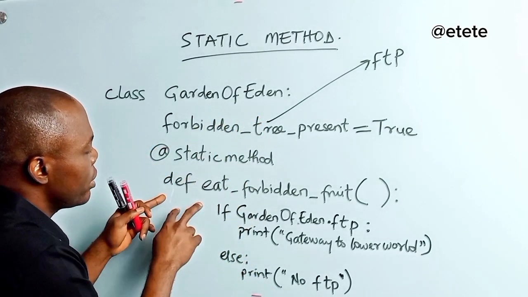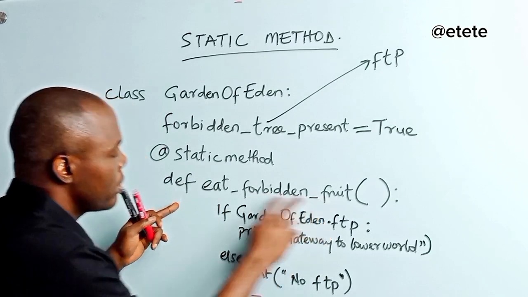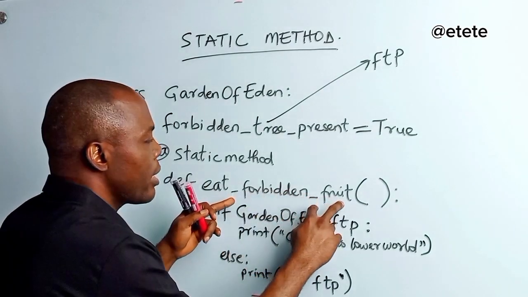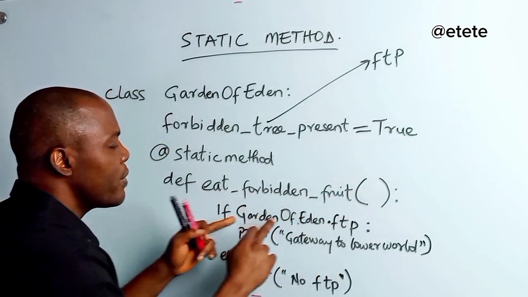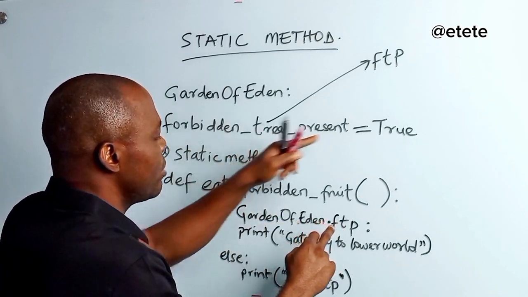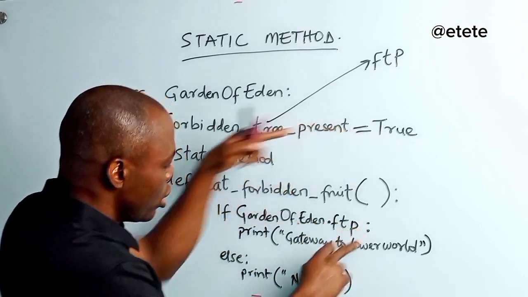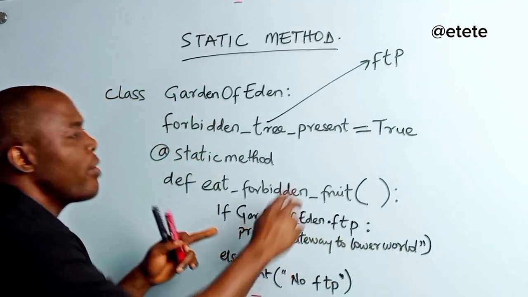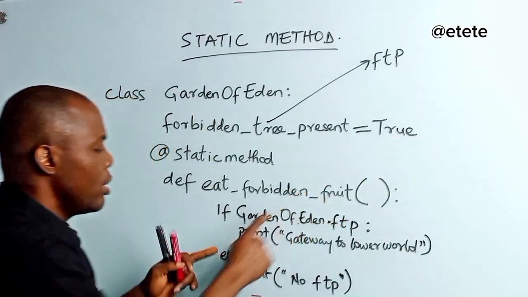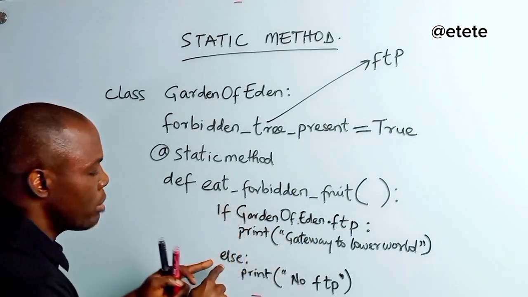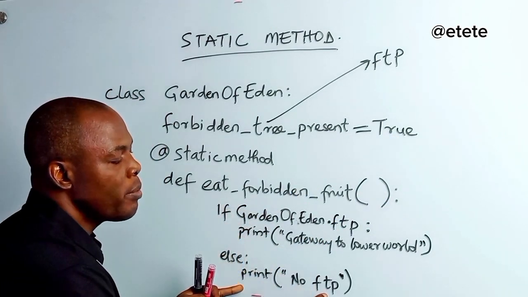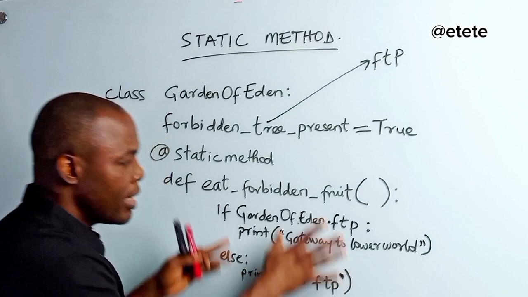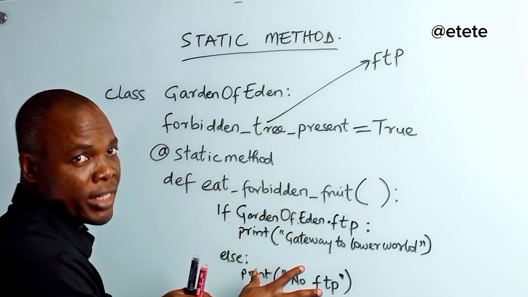In that static method, it is what? Eat forbidden fruit. Now, when you go in, eat forbidden fruit. If Garden of Eden, forbidden tree present, if it is true, go in and print gateway to lower world. Now, if this place is false, it will not print out this one. It will come to the else and print no forbidden tree present. That is what I want to achieve. So I have created this.